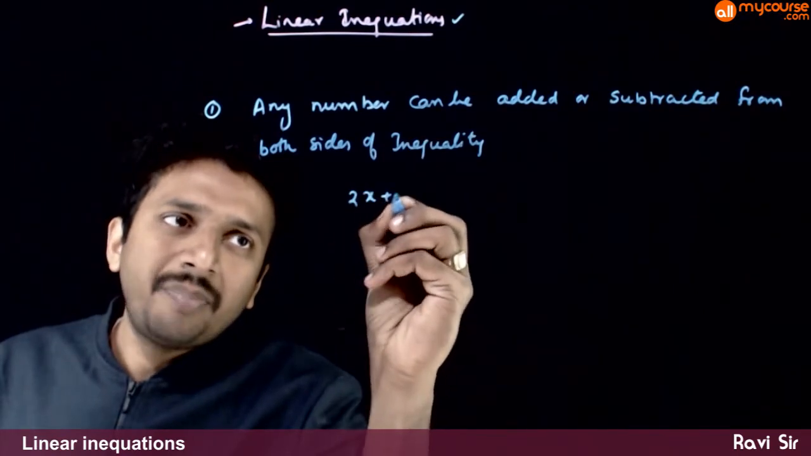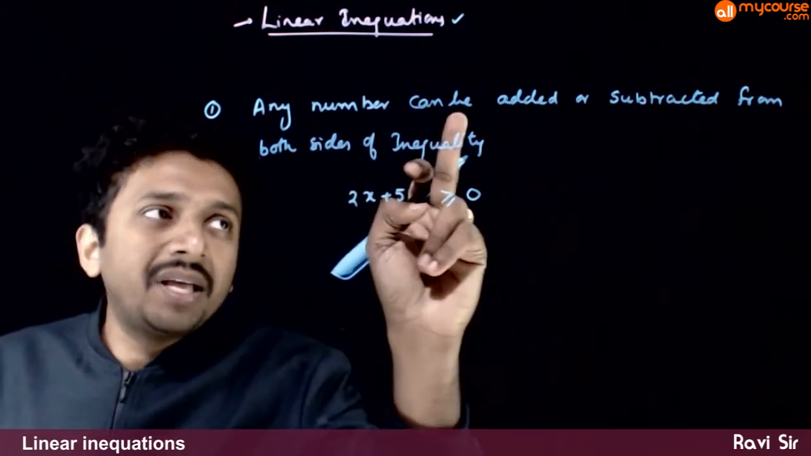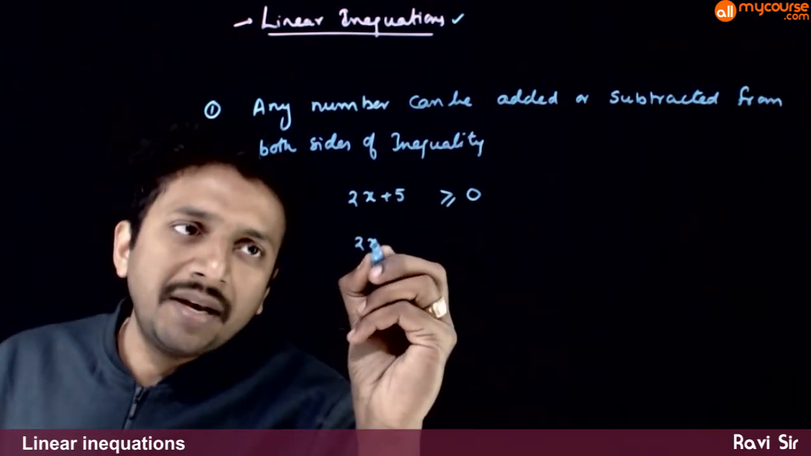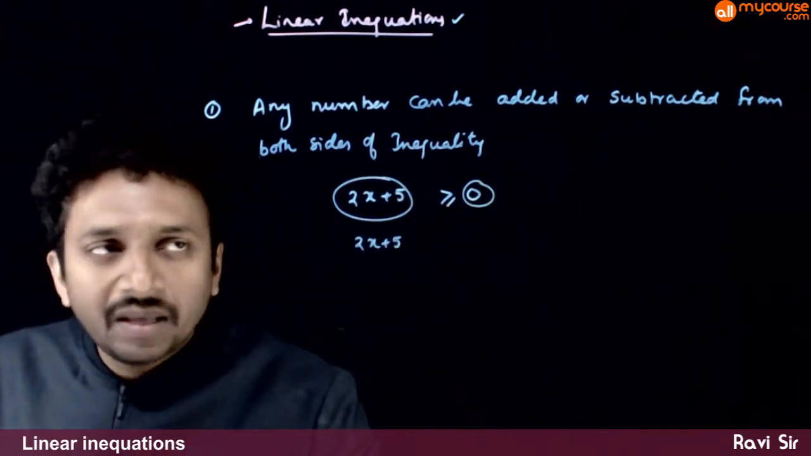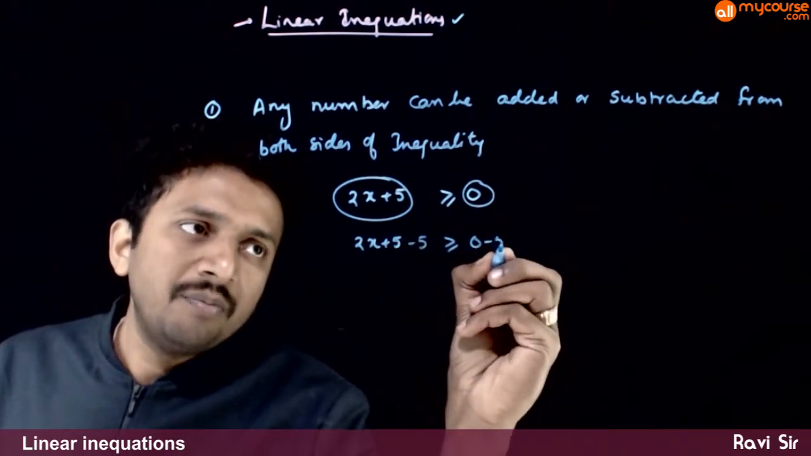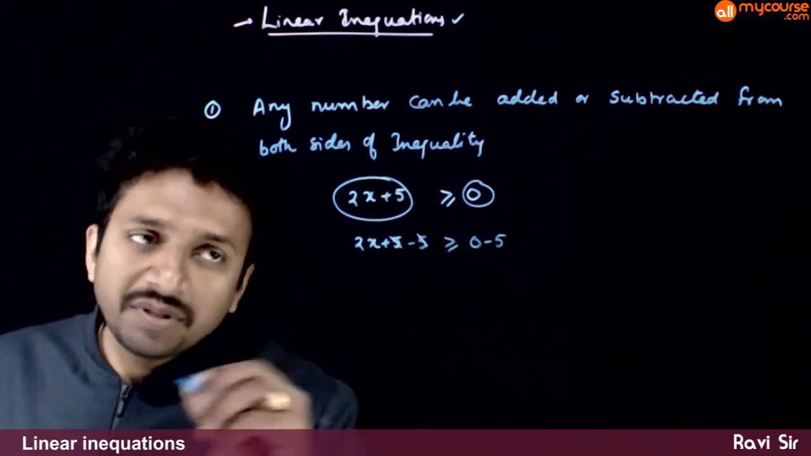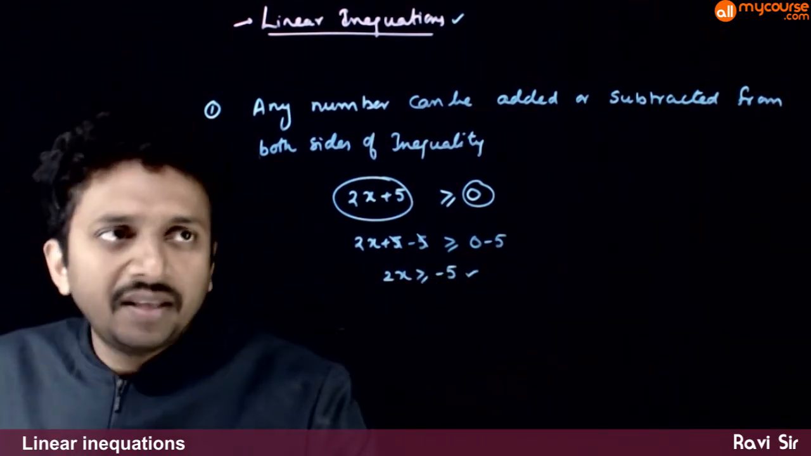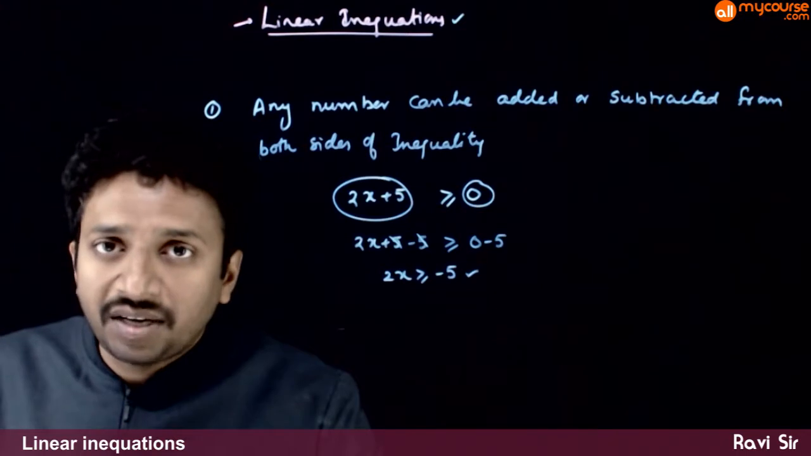So, if you have the inequality 2x plus 5 is greater than or equal to 0, any number can be added or subtracted from both sides of inequality. One side has 2x plus 5, the other side has 0. So I can subtract a 5 from both sides. Plus 5 minus 5 becomes 0, so 2x is greater than or equal to minus 5. This step is right.